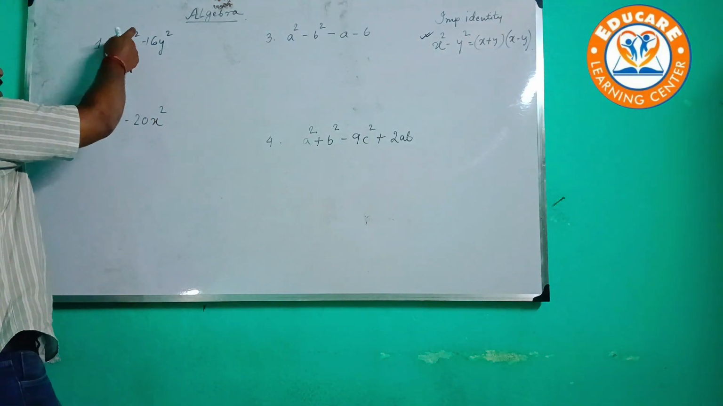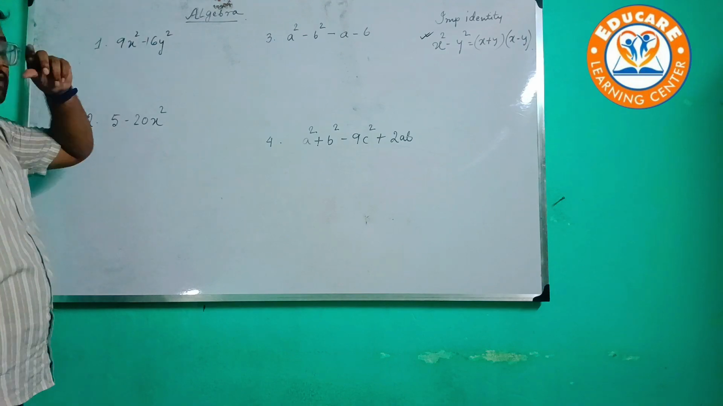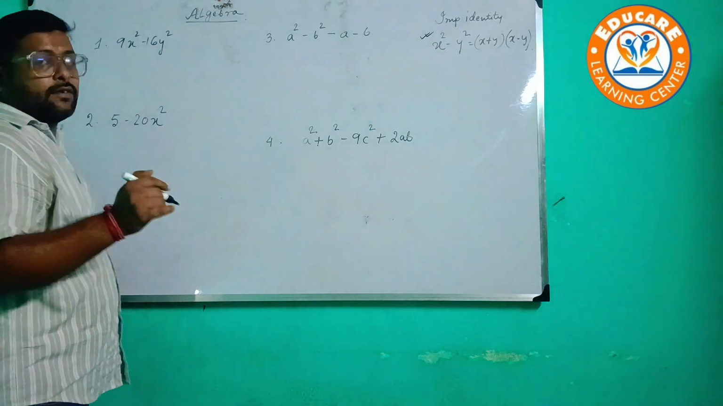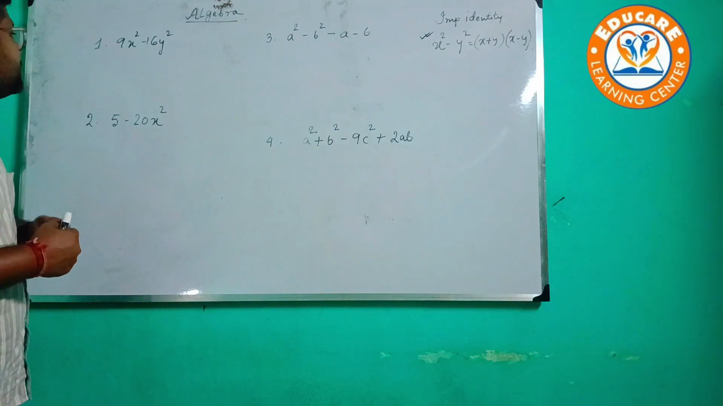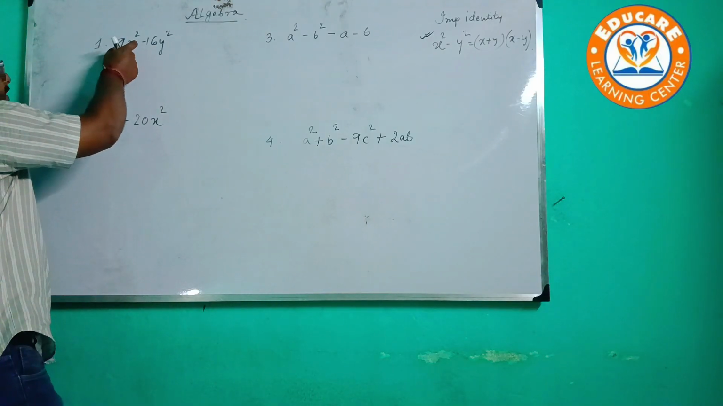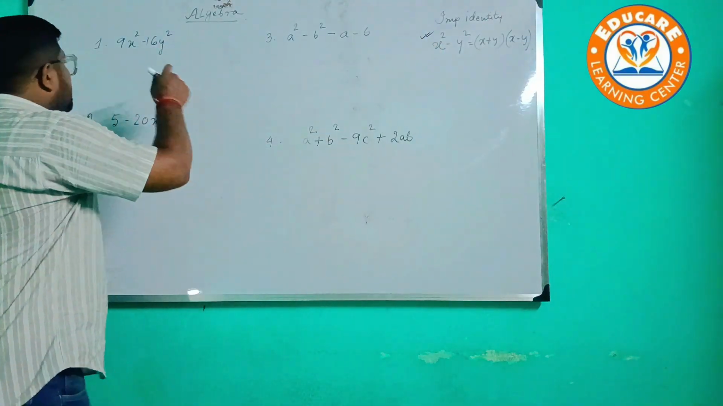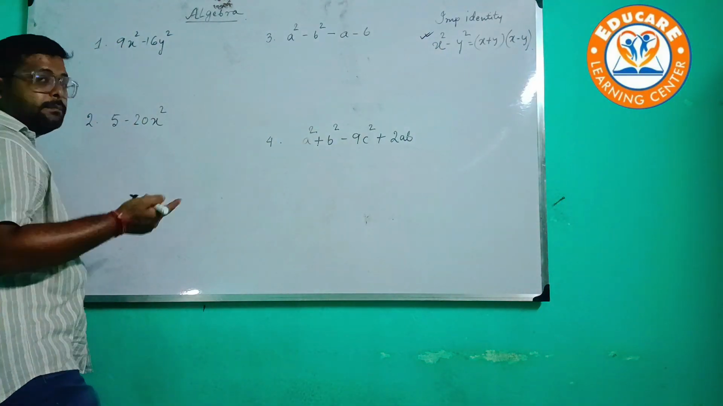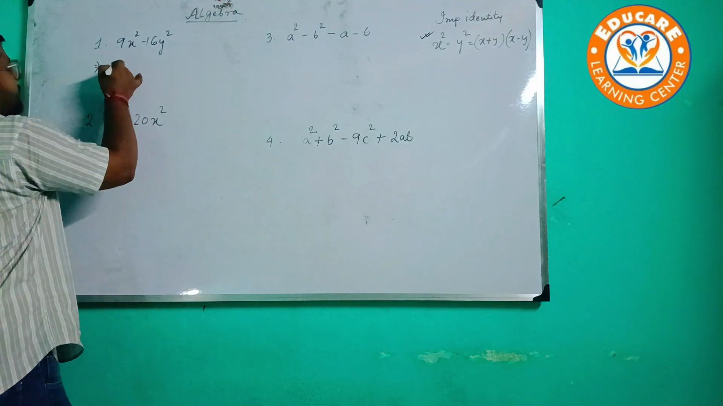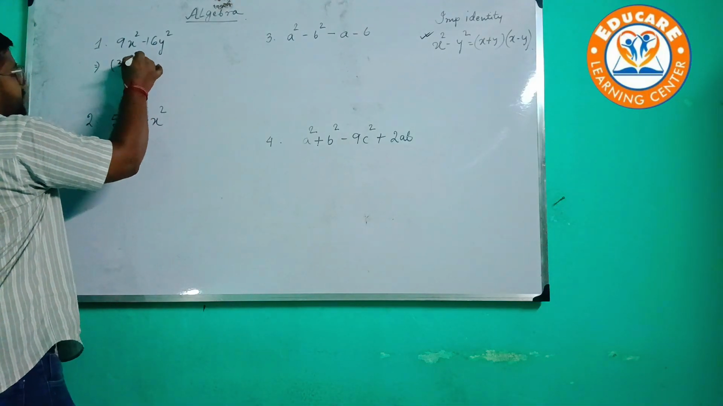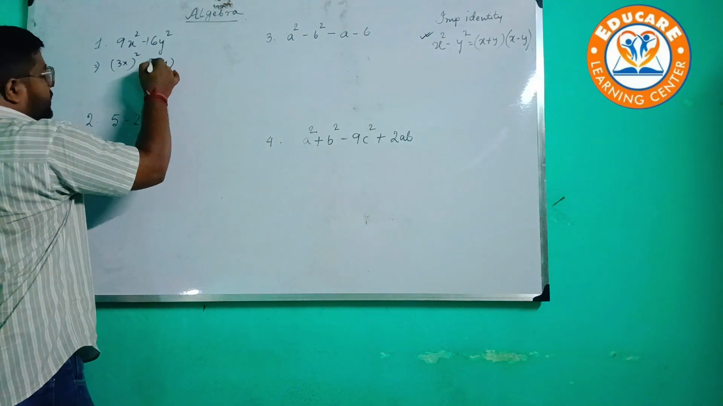The question says 9x square minus 16y square. Now remember, whenever this kind of question is given, the first thing you need to do is break these numbers in the form of x square and y square. So in case of 9, can we write 3x whole square? Yes, we can definitely write. And in case of 16, we can write 4y whole square.